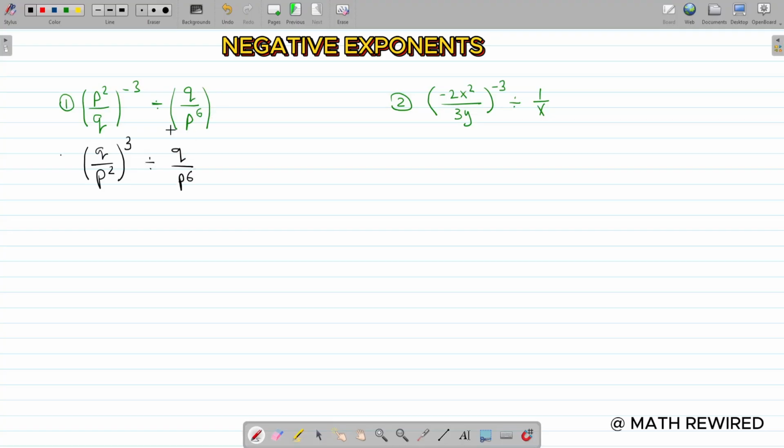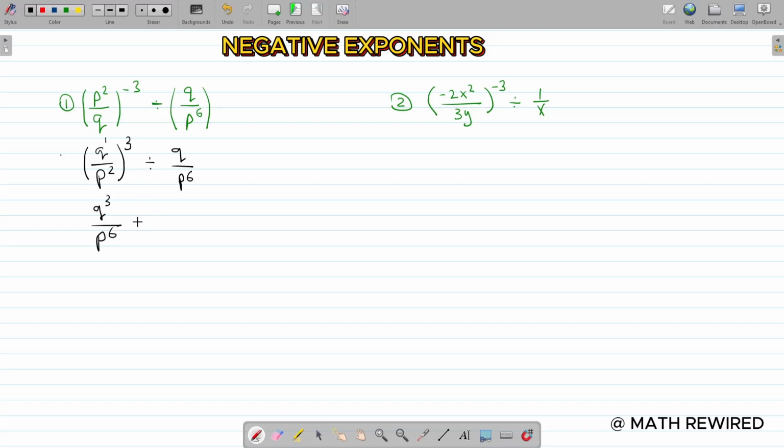Now, these brackets here, even though they put them there, there's no need at all for them right from the start. They don't serve anything. Now, when we have an exponent outside of the brackets, we distribute this exponent inside the brackets, both to the top and to the bottom. Remember, this q here has a 1 on top. So you multiply the exponent here, and you're going to get q to the power of 3 over, and multiply the 3 into the 2 here, you get p to the power of 6.